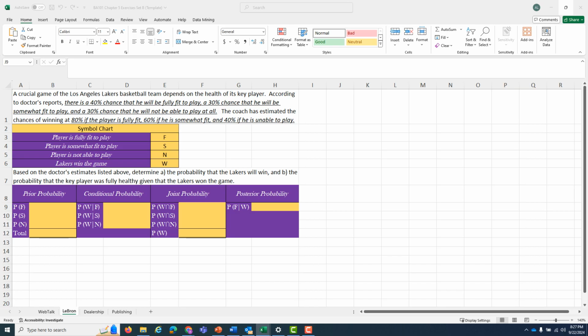If he plays hurt, if he's somewhat fit to play, our chance of winning declines to just 60%. And if he's unable to play at all, our chance of winning this crucial game is only going to be 40%. We're asked to find what the probability is overall that we're going to win this game, regardless of if this player plays or not. And what is the probability that the key player is going to be fully healthy if we win the game?